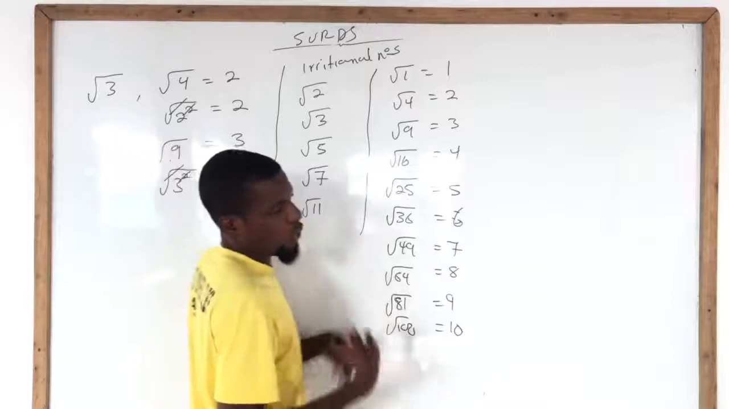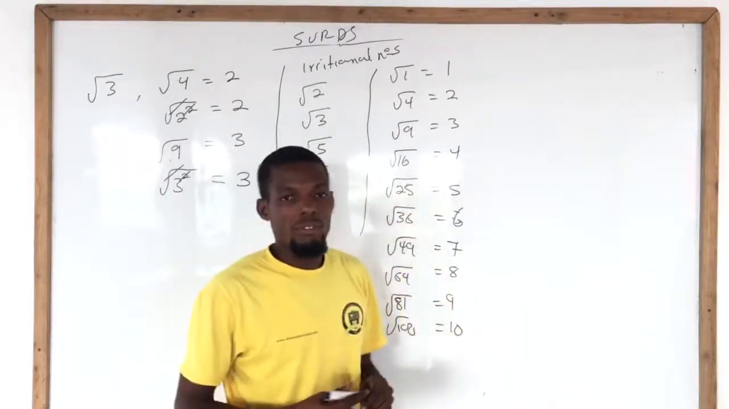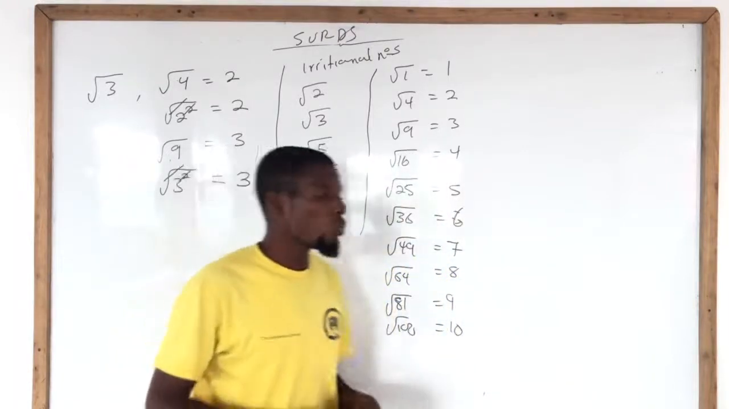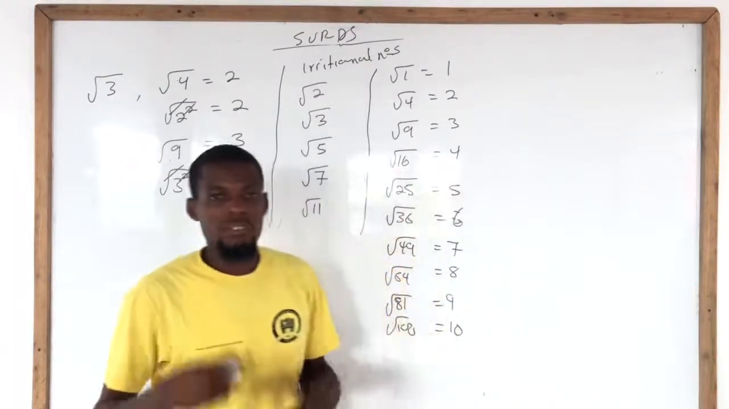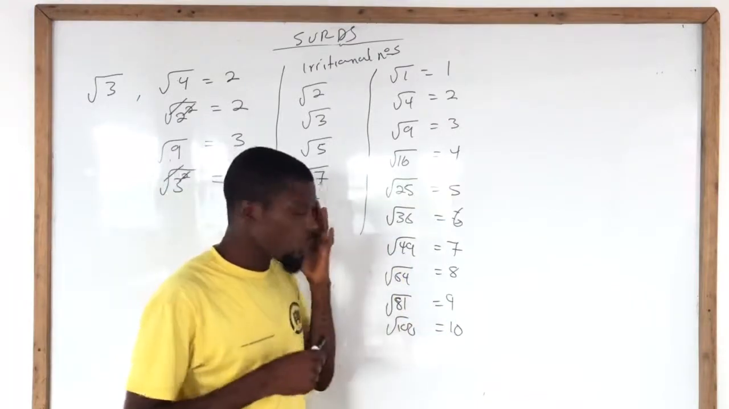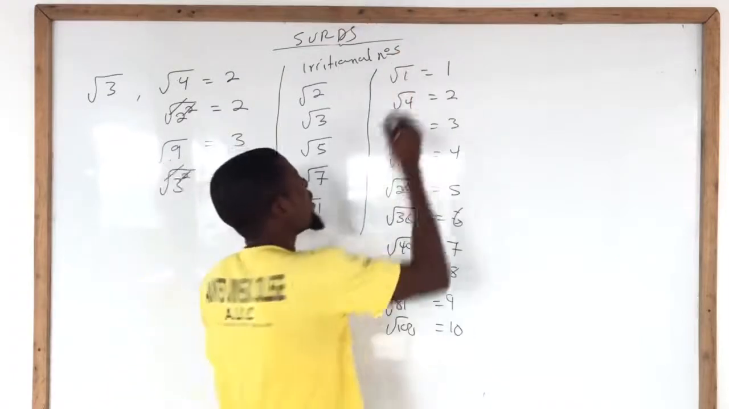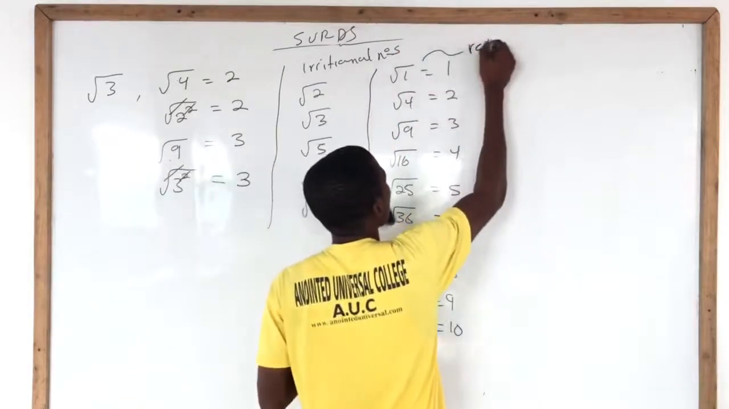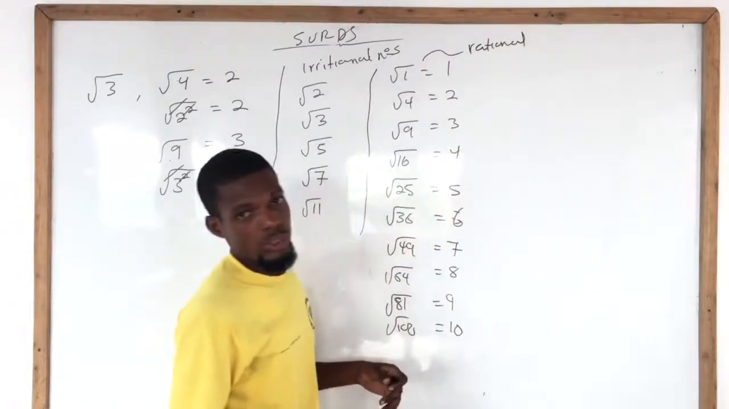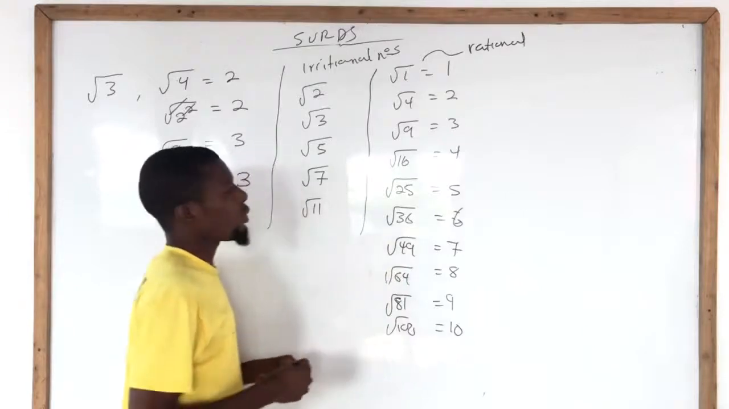So root of 121 is 11. Now root of 144 is 12. Root of 169 is 13. Okay. So it goes on like that. So you realize that all the ones that are rational are the perfect squares, right? They are the perfect squares, right?